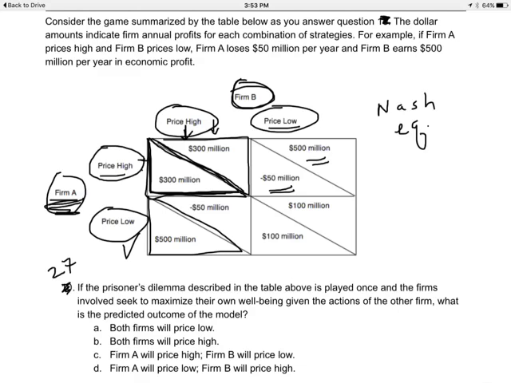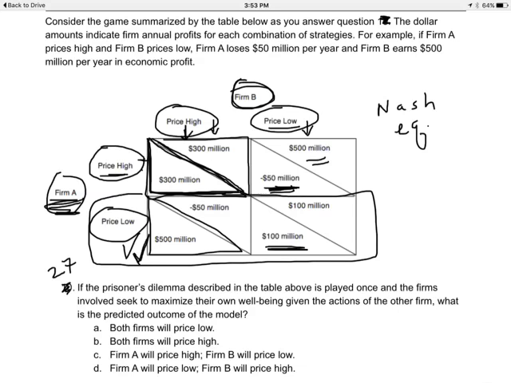Well, what about if firm A thinks firm B is going to price low? Well, firm A could price high and make 50 million in losses, negative 50 million, or firm A could price low and make a positive 100 million. And that's a better play for them. So if they think firm B is going to price low, firm A is also going to price low. Notice that firm A has a dominant strategy to price low, and that's because no matter what firm A thinks firm B will do, the best strategy is always to price low.